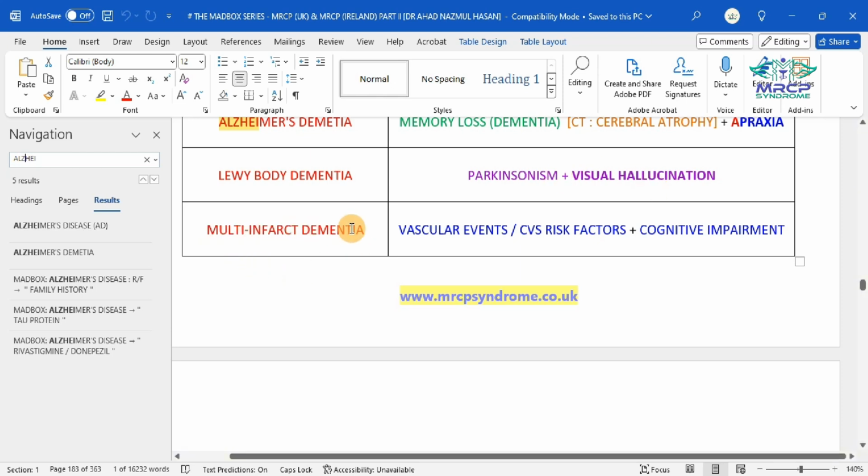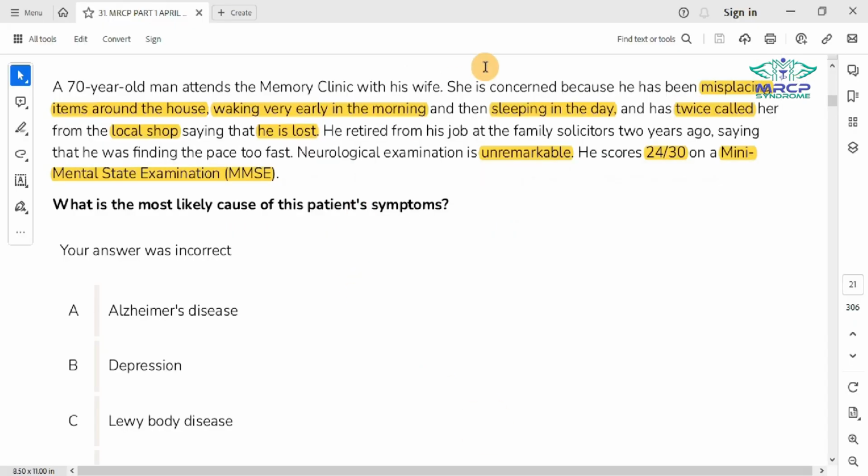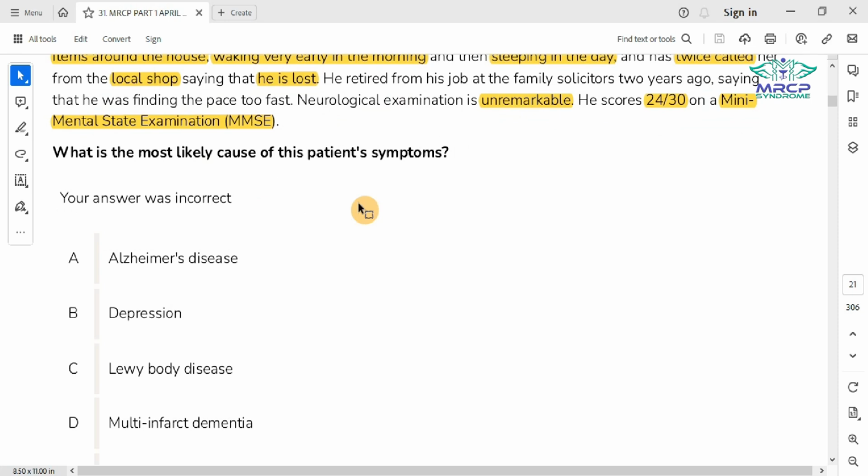And in case of multi-infarct dementia, there will always be a history of an associated vascular event or a cerebrovascular risk factor with the cognitive impairment. And this scenario is related to Alzheimer's disease.